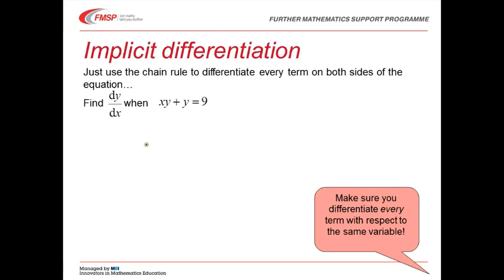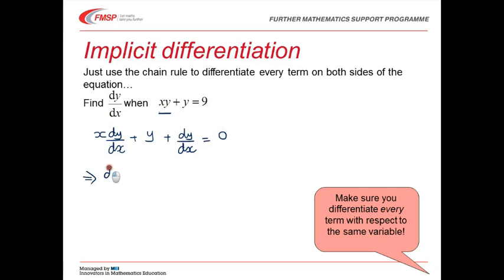The thing you have to be careful of is making sure that you differentiate each term with respect to the same variable. So, find dy by dx when xy plus y equals 9. We're going to start by differentiating xy using the product rule. So, write the first, differentiate the second, plus write the second and differentiate the first. Differentiating x with respect to x is 1, so that's just y. Then we differentiate y with respect to x, and finally we differentiate 9, which being a constant term of course is 0.